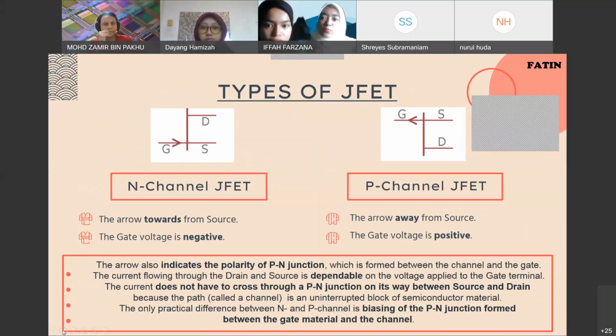Otherwise, if the arrow is pointing away from the source, it is P-channel JFET and the gate voltage is positive. The arrow also indicates the polarity of the PN junction, which is formed between the channel and the gate. The current flowing through the drain and the source is dependent on the voltage applied to the gate terminal. The current does not have to cross through a PN junction on its way between source and drain because the path, which is called a channel, is an uninterrupted block of semiconductor material. And the only practical difference between N and P channel is the biasing of the PN junction formed between the gate material and the channel.